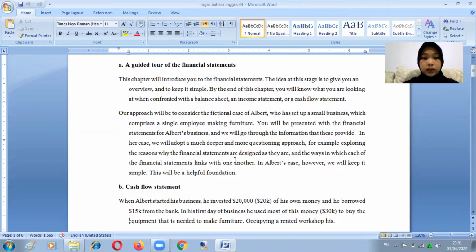In later chapters, we will adopt a much deeper and more questioning approach. For example, exploring the reasons why the financial statements are designed as they are, and the ways in which each of the financial statements links with one another. In Albert's case, however, we will keep it simple. This will be a helpful foundation.